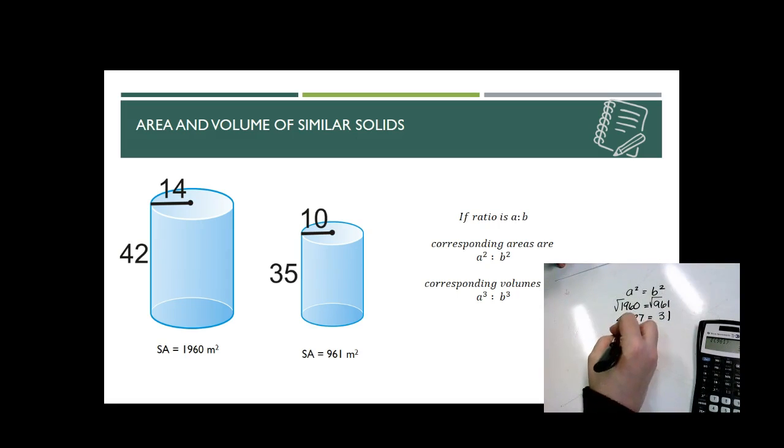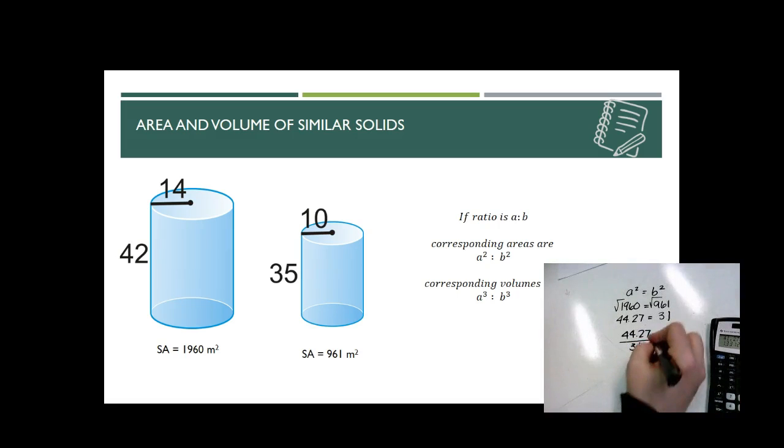which tells us then that the ratio of these is, we want to put the larger one on top because it was given first. So we want this to be 44.27 to 31. I'm going to go ahead and divide that out. And I can leave it as a 1.3 ratio. So that should be pretty simple and straightforward.